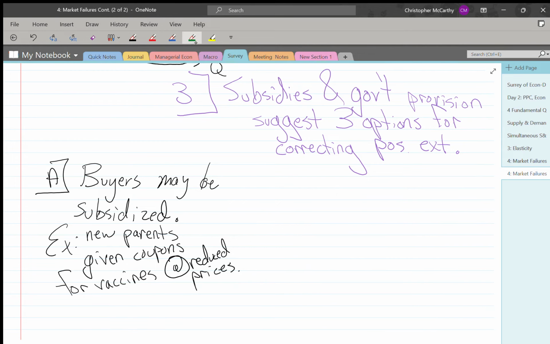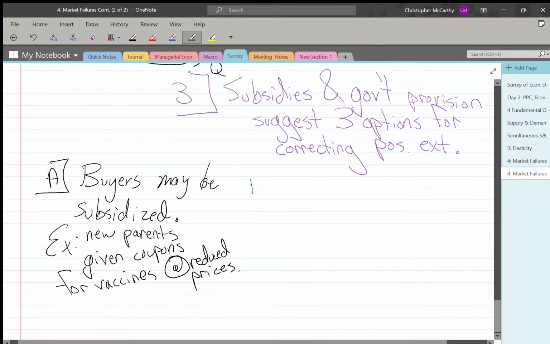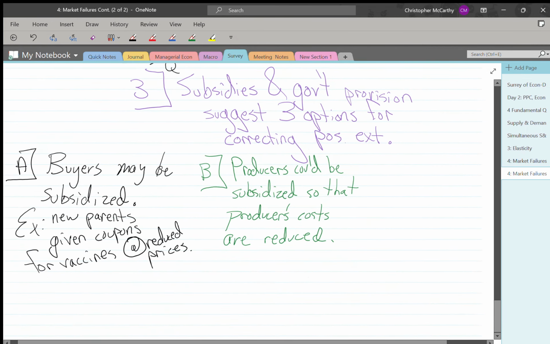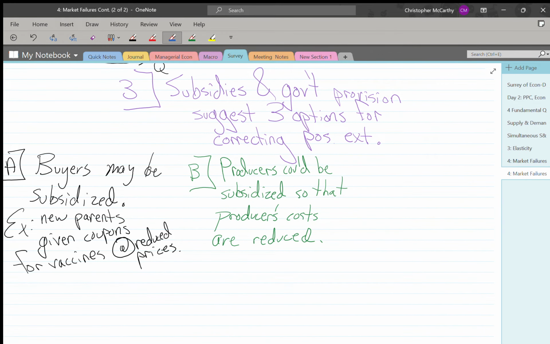The second option that we have is that we could subsidize the producers. And we'll show how that looks as well.